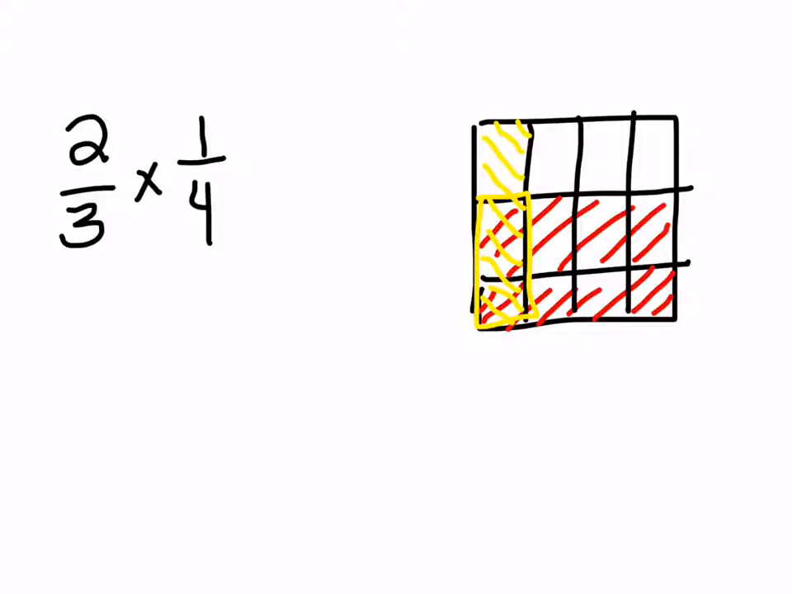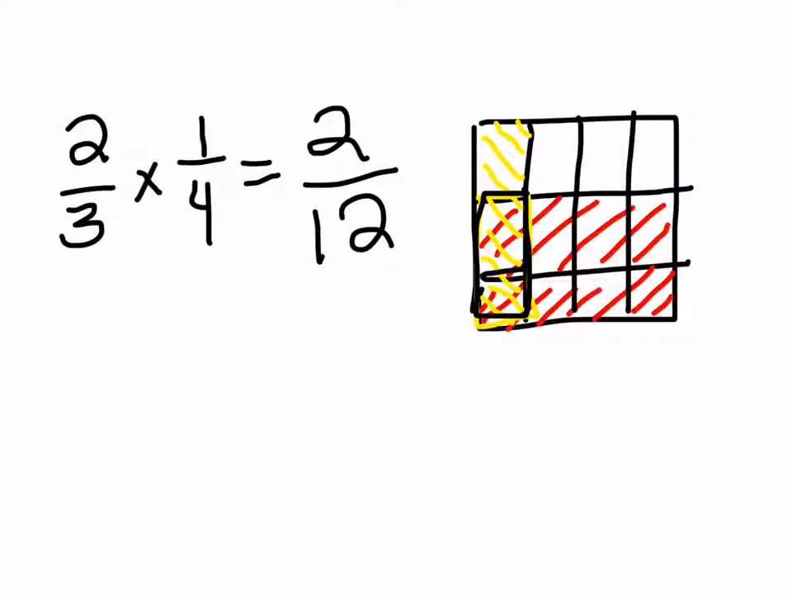So my answer is, let me get back to black, 2. I can see that 2 of these squares, 2 of them have both colors, and now out of all of them I have 4 times 3, which is 12.